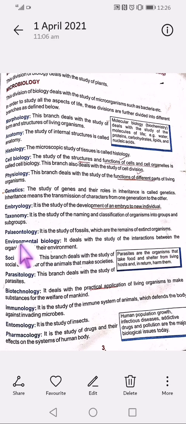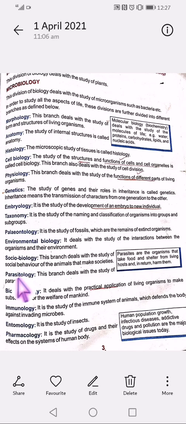Then comes environmental biology. As the name indicates, it is the study of the interaction between organisms and their environment: how organisms are interacting with their environment. Then comes the term sociobiology, the branch that deals with the study of social behavior of the animals that make societies, how living organisms are interacting within their societies. This makes up the branch of biology called sociobiology.